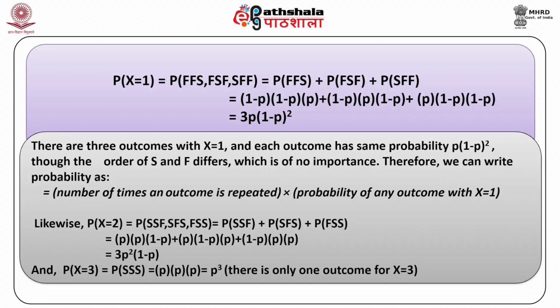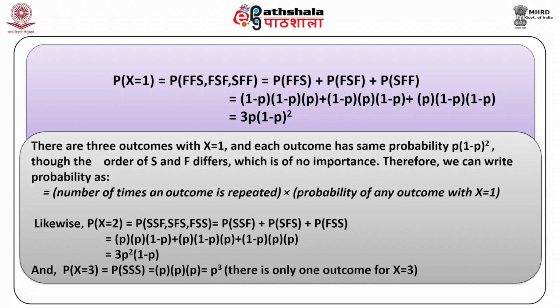Similarly, we can find out the probability of x equal to 2 and see what the possible outcomes are, which are SSF, SFS and FSS. And therefore, the corresponding probability is equal to probability of SSF plus probability of SFS plus probability of FSS. And I am sure you can see that this will be equal to P times P times (1 minus P), plus P times (1 minus P) times P, plus (1 minus P) times P times P, which is equal to 3P squared times (1 minus P), because there are three possible outcomes for x equal to 2.